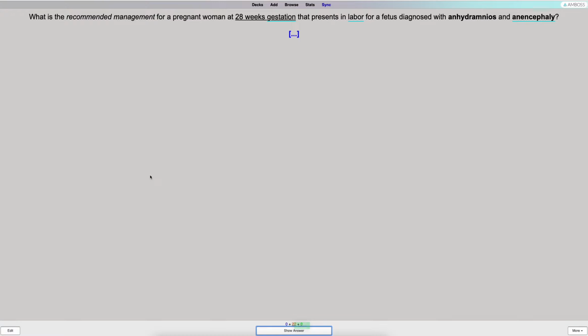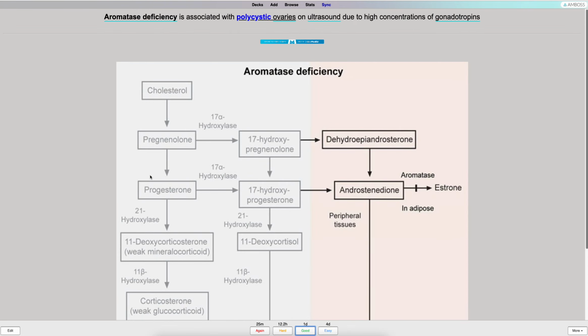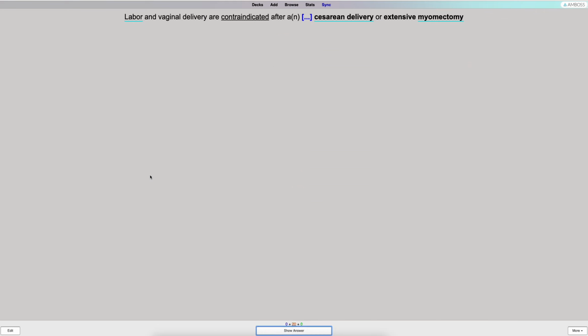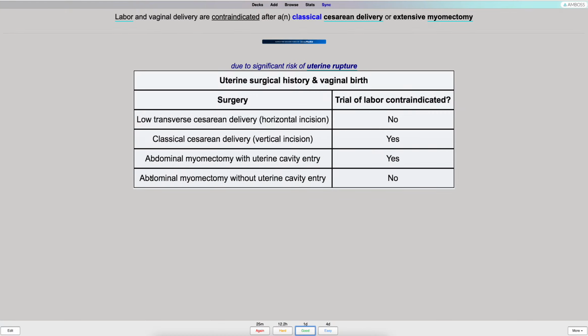Increased risk for breast cancer. Recommended management for a pregnant woman at 28 weeks gestation presenting in labor for a fetus diagnosed with anhydramnios and encephalocele: nonoperative deliveries. Visually polycystic because they're getting more estrogen, so more ovaries. Trial of labor and vaginal delivery are contraindicated after a classical cesarean section or myomectomy.